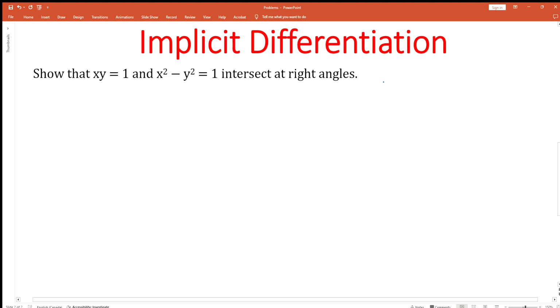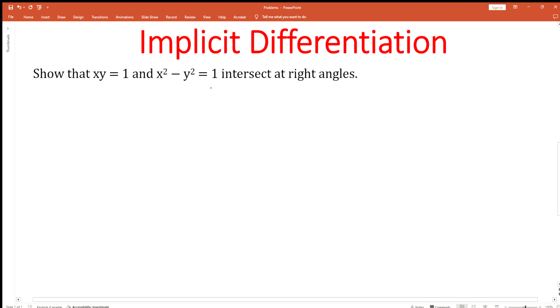In this video, we'll use implicit differentiation to solve the problem. As per the problem, show that xy equals 1 and x squared minus y squared equals 1 intersect at right angles. We are given the equation of two curves and we have to prove that these two curves intersect each other at right angles.